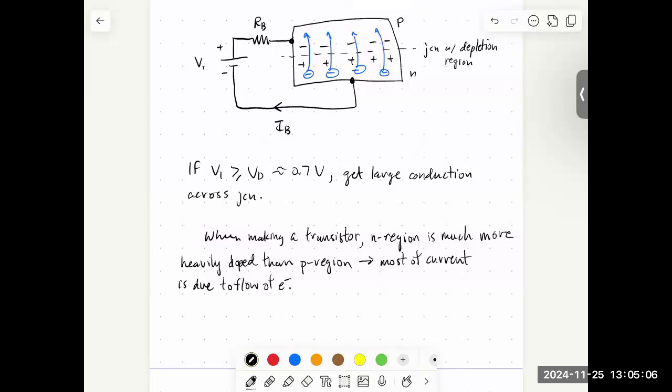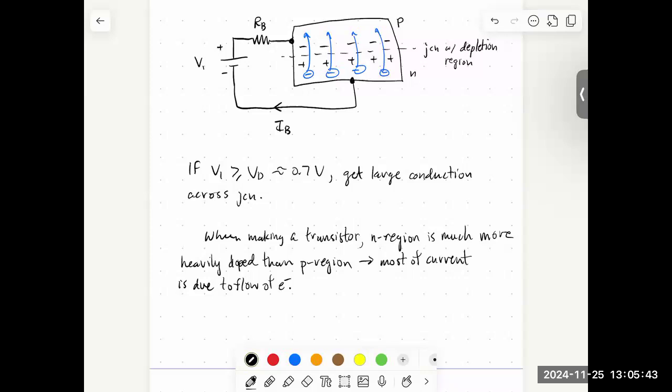Now I've gone ahead and labeled the current IB and this resistor RB, because this is ultimately what we're going to call the base region. This is the resistor connected to the base region, and this is the current flowing into the base. But this is essentially just a diode, right? Our diode was this one PN junction. If we forward biased it, we could get current to flow. If we reverse biased, by changing the polarity of this battery, you would get no current to flow.